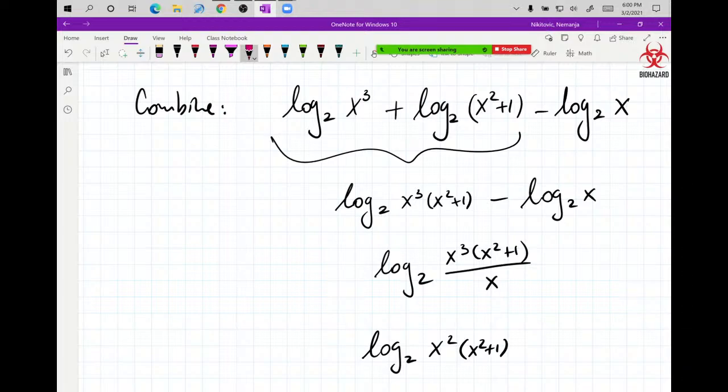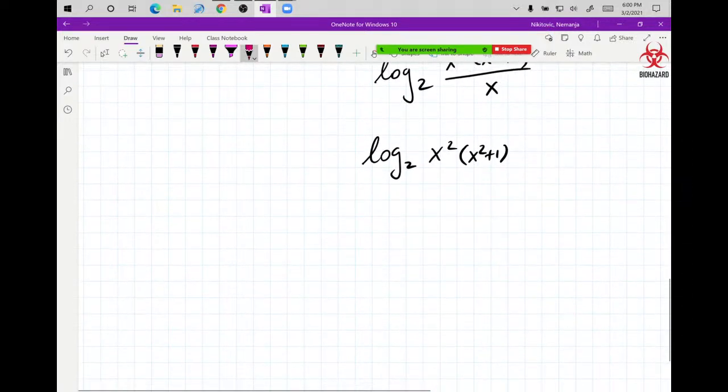Let's take a look at a problem from homework from this category of combining or condensing logs. So use properties to condense each logarithmic expression. They like to use the word condense.